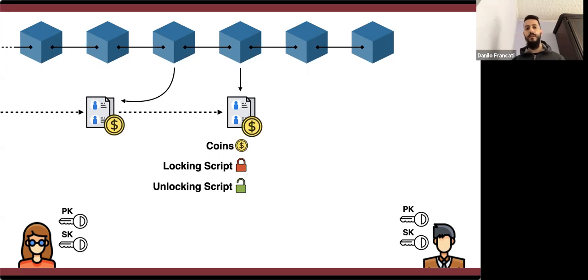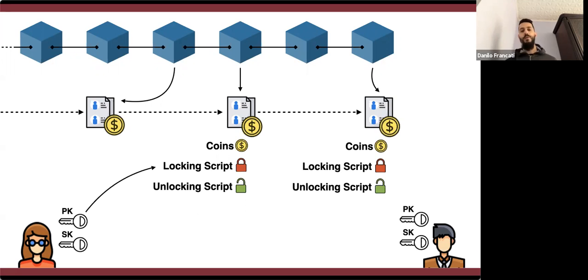For example, the transaction contains the amount of coins, then it contains a locking script that usually identifies the current owner of the transaction, so it contains the public key of the owner. And then there is an unlock script that allows you to spend the transaction.